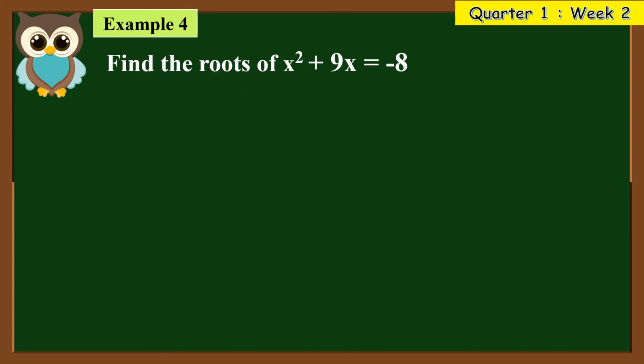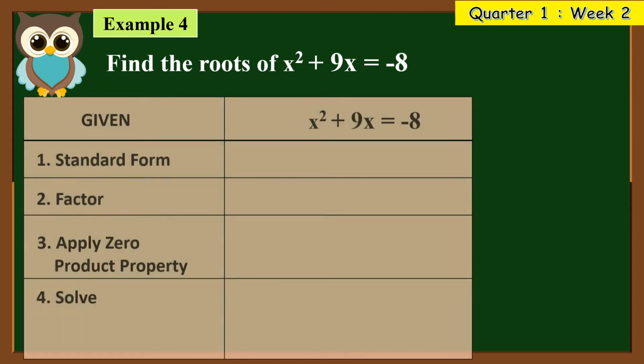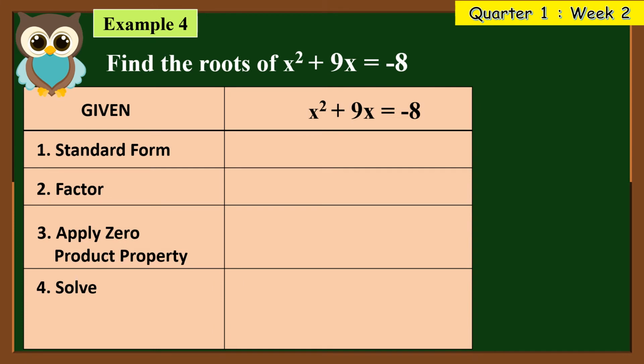Now let's have this fourth example. Let's find the roots of x squared plus 9x is equal to negative 8. Again, the given quadratic equation is not yet written into its standard form. That's why we have to write it into its standard form.